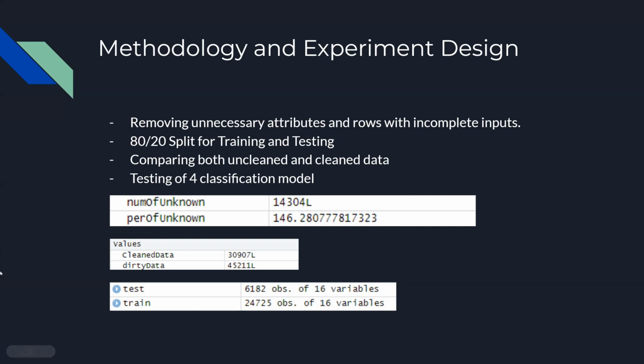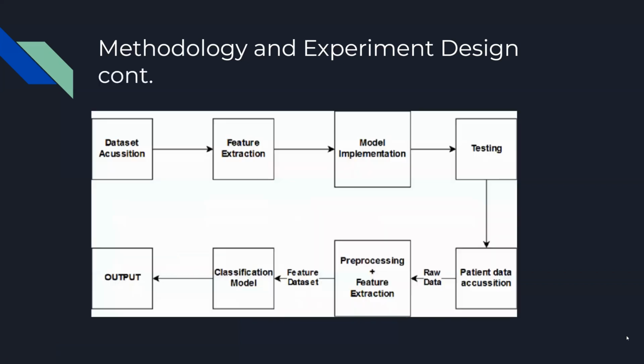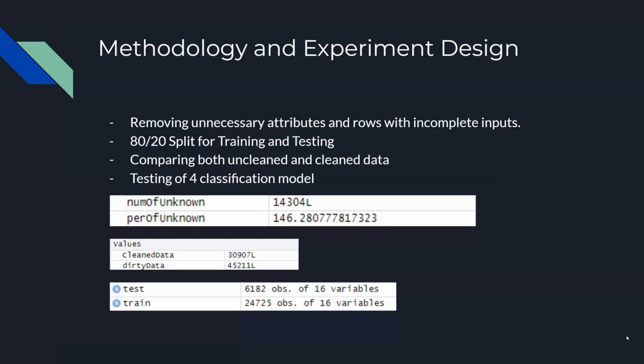These are just some of the stats that we've come up with. As for the number of unknowns, it's 14,304, and then the percentage of the unknown is 146, but I believe it's 46%. It's just that we didn't do the math and just copied and pasted from the R file. And as you can see, you can see the difference between the numbers of the clean data and the dirty data.